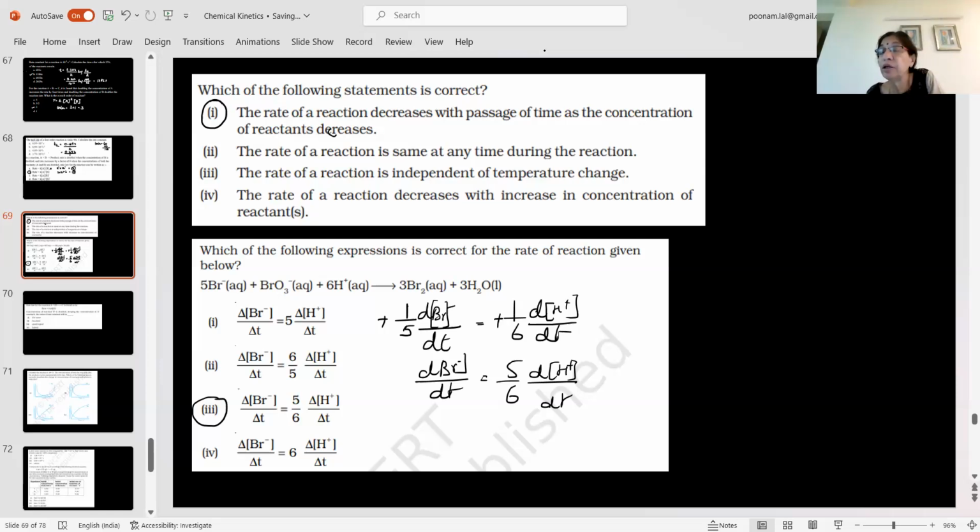This depends on the rate of appearance and disappearance that we discussed in the first class.